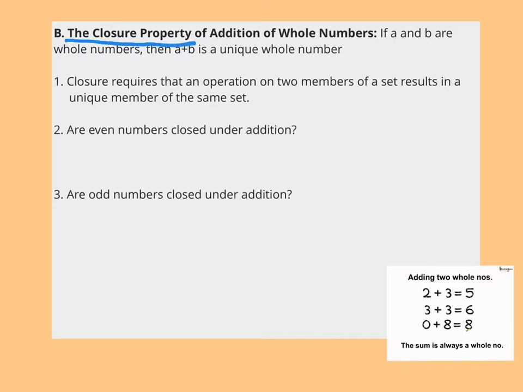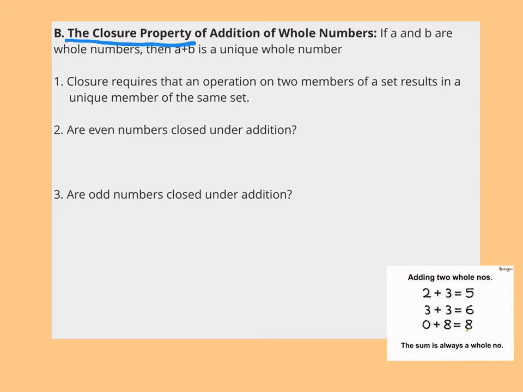The closure property says that if a and b are whole numbers, then a plus b is a unique whole number. So basically what closure means is that whatever number system we're looking at, if we perform that operation, we'll still get an answer that's inside or contained in that set. Closure requires that the operation on two members of the set results in a unique member of the set. So it has to give you a unique answer. It can't be a repetitive answer.